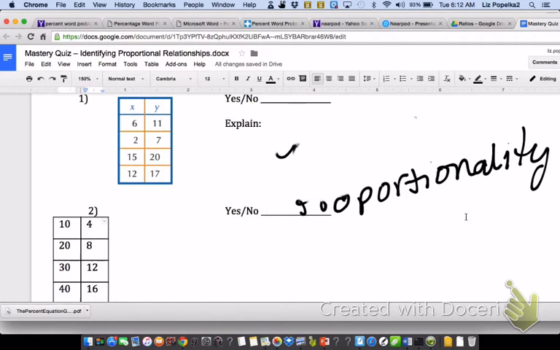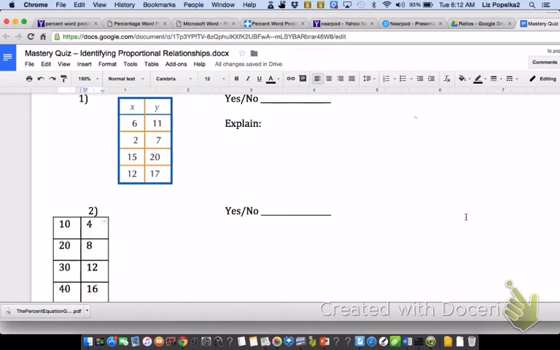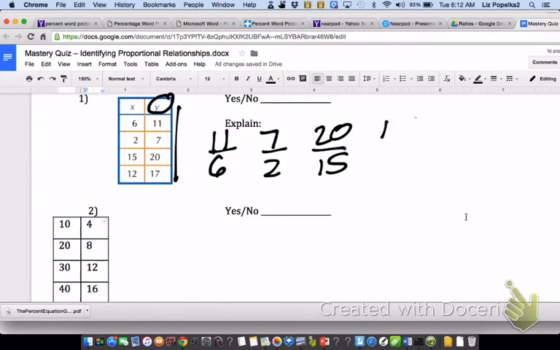So I'm going to use that first, and I'm going to take all my y values. So remember, these are all my y values going down this column, and I'm going to divide them by the corresponding x values. So I'm going to do 11 divided by 6, 7 divided by 2, 20 divided by 15, and 17 divided by 12. And if I get the same number all the way across for all of these, then that means it's a proportional relationship. So if I do 11 divided by 6, I get 1 point, if I just round, I'll just leave it at 1.8. 7 divided by 2 is 3.5.